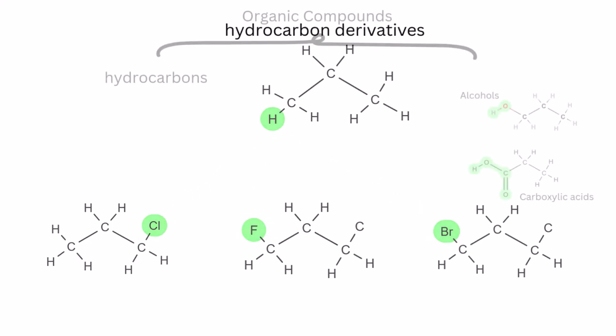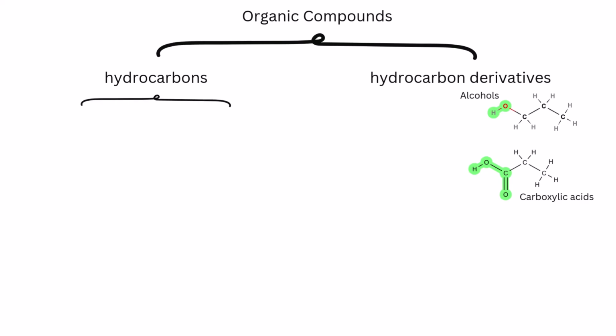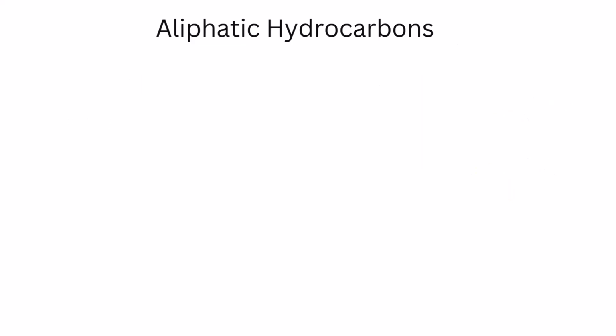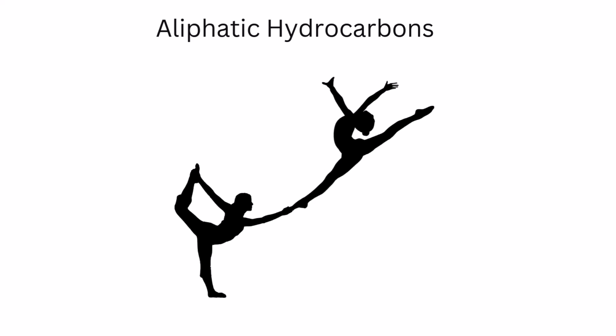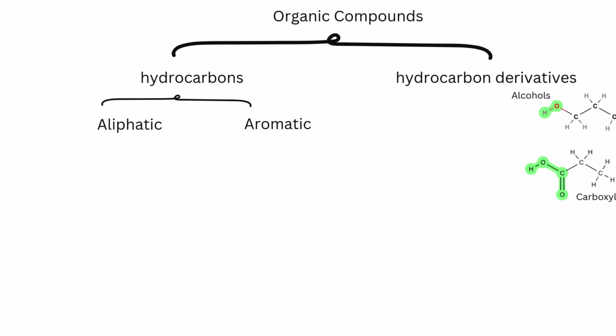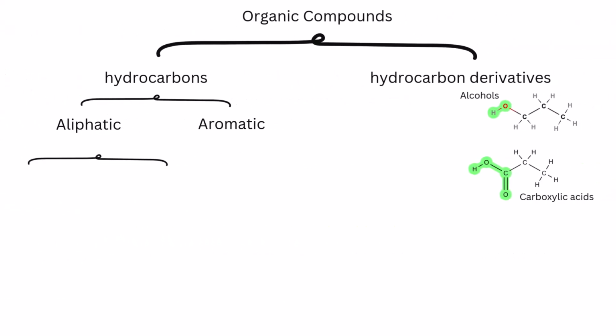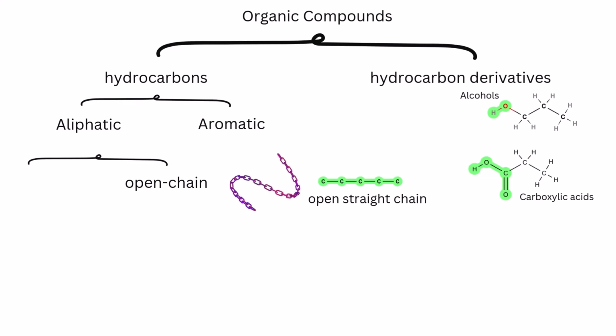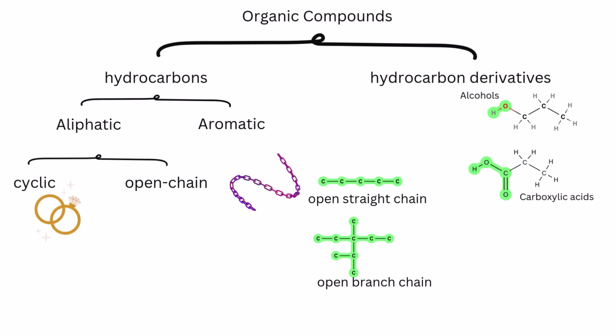But hydrocarbons themselves are further divided into two types: aliphatic hydrocarbons and aromatic hydrocarbons. For aliphatic hydrocarbons, they are super flexible. They come in different flavors, either straight chains, branched chains, or even non-aromatic rings. The aliphatic ones can either be open chain hydrocarbons, which are exactly what they sound like, open, unclosed chains, or they can form cyclic hydrocarbons, where the carbon atoms join up to form a ring.